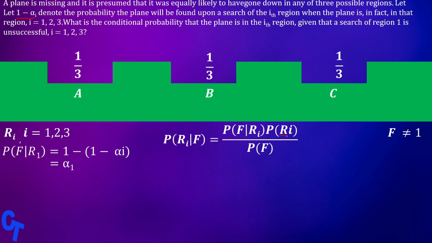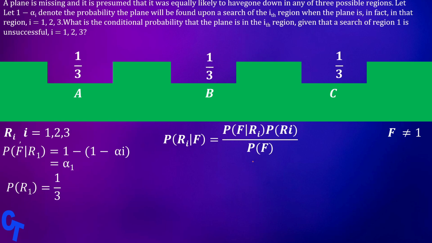So right here, the probability is not going to be equal to 1, because I can represent region 1, region 2, or region 3. So that is going to be either 1/3 for region 3, 1/3 for region 2, 1/3 for region 1. So the probability of finding the plane in any of the regions is going to be 1/3, right? So now let's go to the probability of not finding the plane.